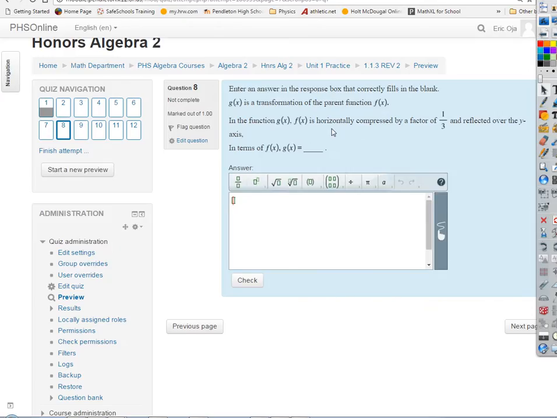To simultaneously compress by a factor of 1/3. So that means we're going to multiply x by the reciprocal of that, which is 3, and reflect over the y-axis. Well, reflecting over the y-axis, remember, means that we're going to multiply x by -1. So multiplying x by 3 and by -1 at the same time means we'll multiply x by -3.